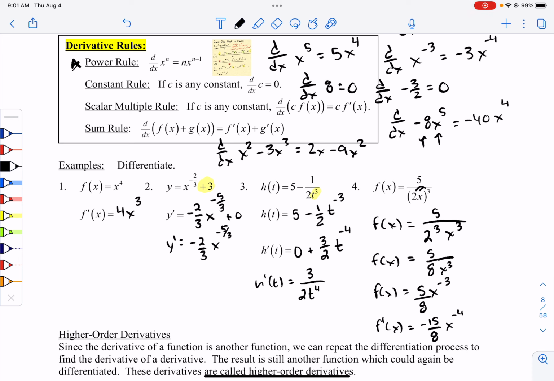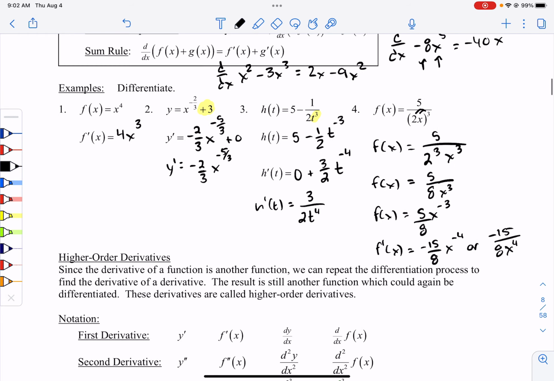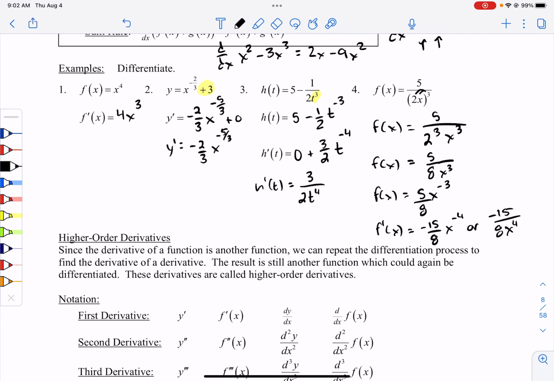And you can stop right there, or you can rewrite it, which I don't recommend in calculus because you make mistakes when you rewrite things. And they don't expect you to rewrite things. So negative 15 over 8x to the fourth. Either of those is going to be accepted, as long as you rewrite it correctly. You rewrite it wrong, it doesn't matter that you had it right at some point. If you were to simplify that and simplify it wrong, now you got the question incorrect.